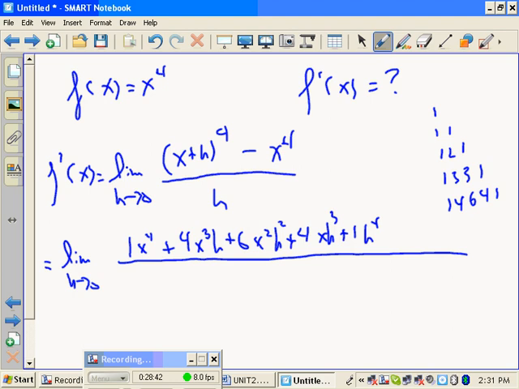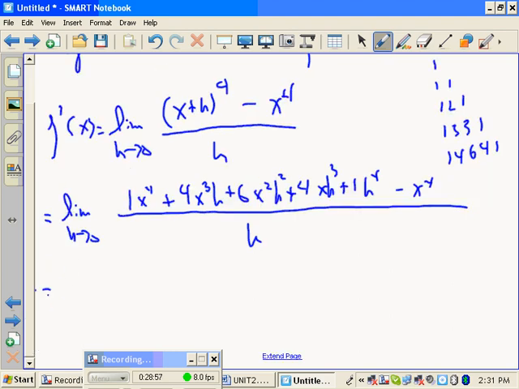Was the binomial expansion theorem ever so easy? Now, don't forget, what did I forget? On purpose, what did I forget? I forgot it. Minus x to the 4th is still sitting here. I'm just copying it. All right, so what do we get? Let's see, the limit as h approaches 0.